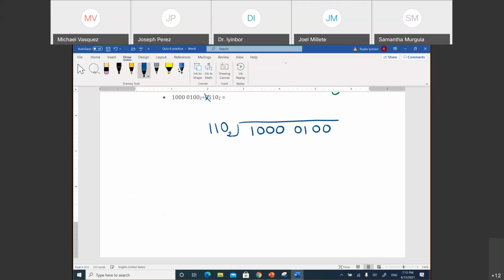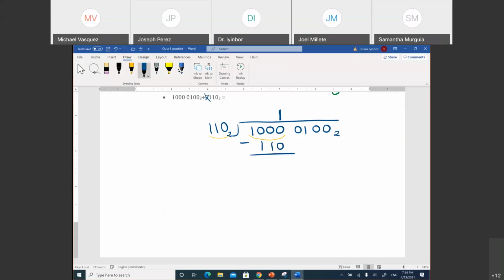And then you're going to start with 3 digits again because this is 3 and this is 3. Okay, so how many times 110 goes in 100? It doesn't go in, right? This is bigger. So that means I have to look at 4 digits. And it's going to be 1 time. 1 times 110 is 110. And then you're going to subtract.